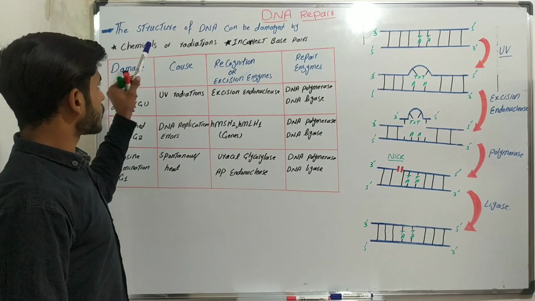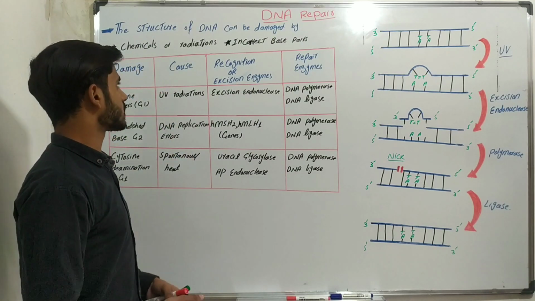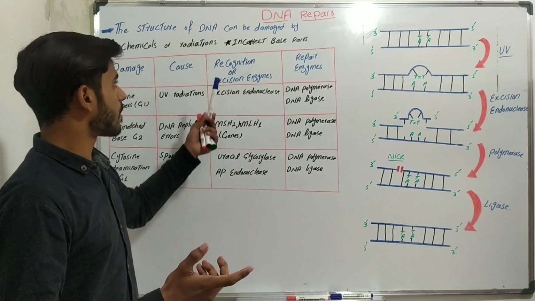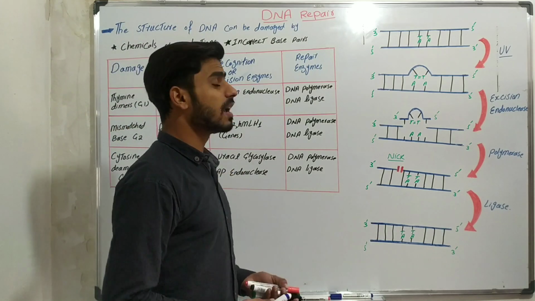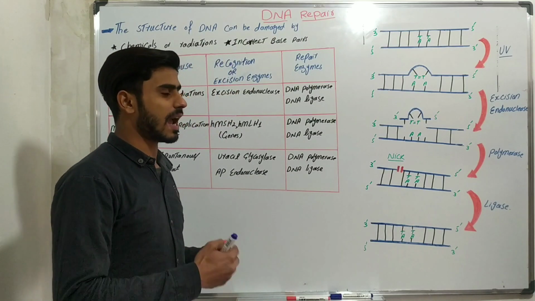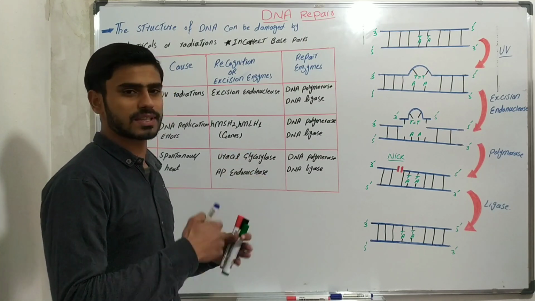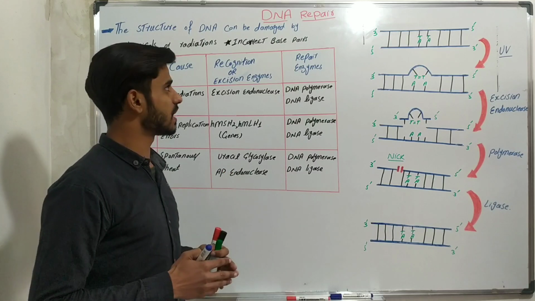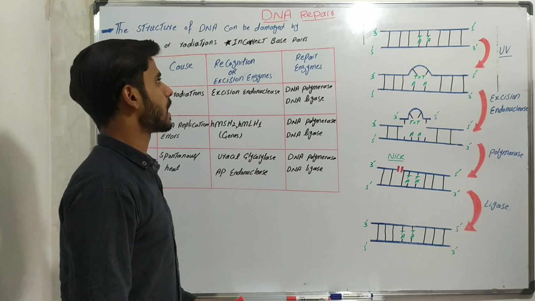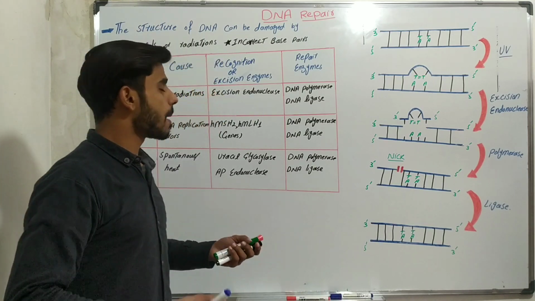You know that the structure of DNA can be damaged, either by chemicals or radiations acting on the DNA, or by incorrect base pairs in the complementary strands. What is complementary? You know that adenine forms a bond with thymine, and guanine with cytosine. These form bonds with each other, so it is a correct base pair. But a base pair may be incorrect, and an incorrect base pair may lead to DNA damage. But this DNA damage must be repaired.